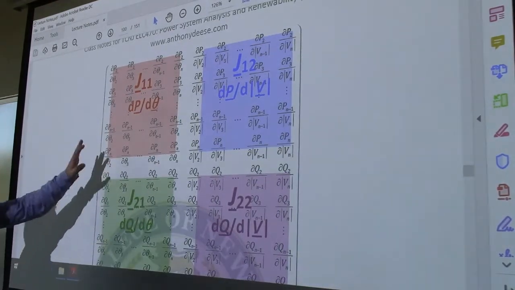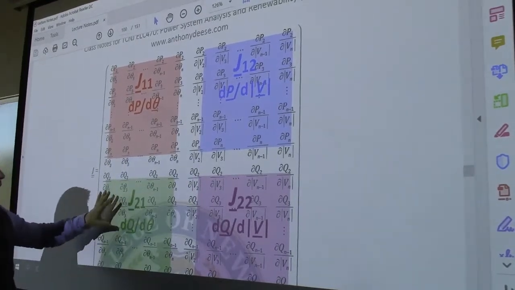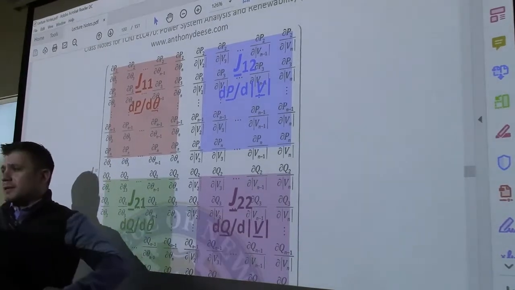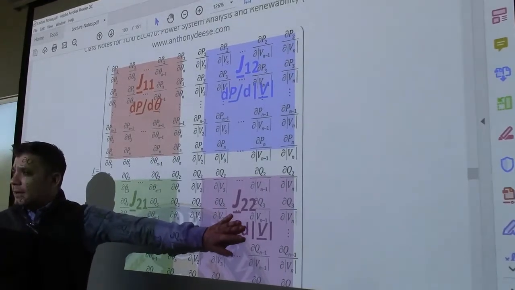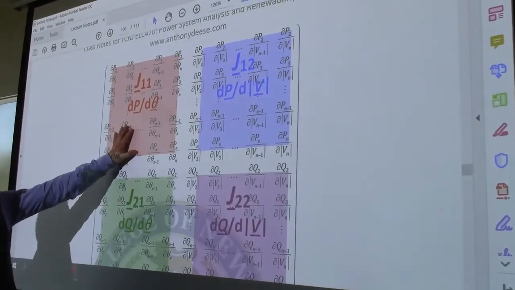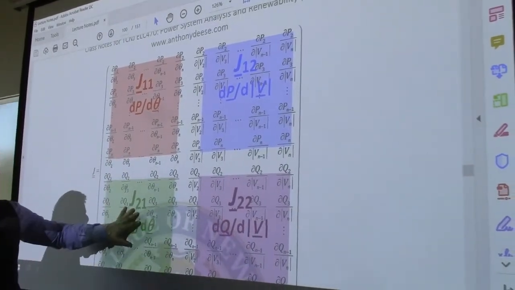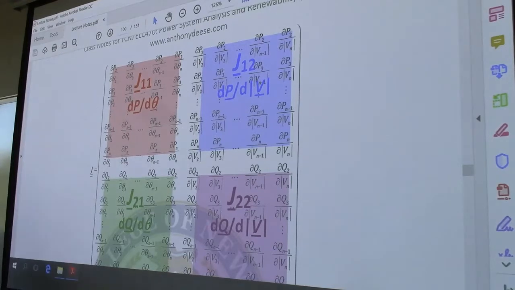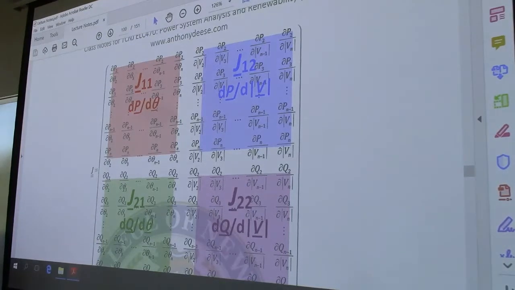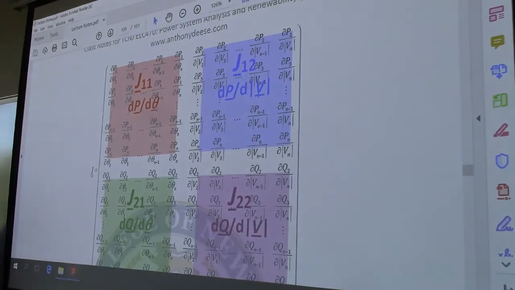But you have your dp with respect to d theta. You have your dp with respect to dv, dq with respect to theta, dq with respect to v. You expect for these relationships to be stronger, okay? The relationship between p and theta is strong. The relationship between q and v is strong. And the off-diagonal submatrices, the values will be on average smaller. There's less of a correlation between those. Or you could say theta has less of an effect on q and v has less of an effect on p.